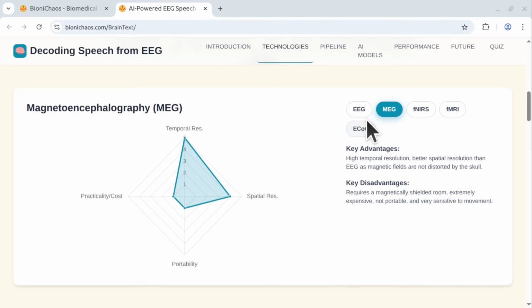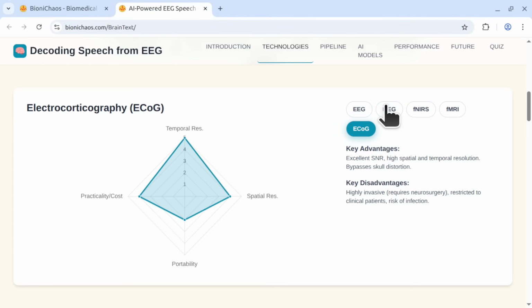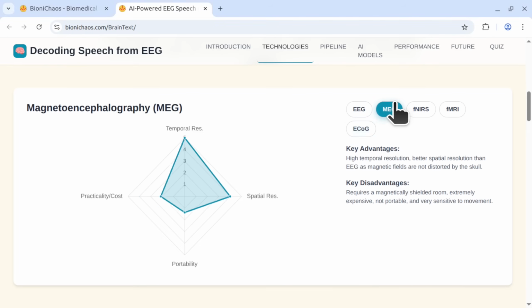Okay, can you talk about the spatial resolution difference between the MEG and the ECoG? And if the chart is correct at all, just explain that. Sure, let's compare the spatial resolution of MEG and ECoG based on the chart. MEG spatial resolution. The point for MEG on the spatial resolution axis is around 3. This indicates good spatial resolution, and the text confirms it's better spatial resolution than EEG, as magnetic fields are not distorted by the skull.